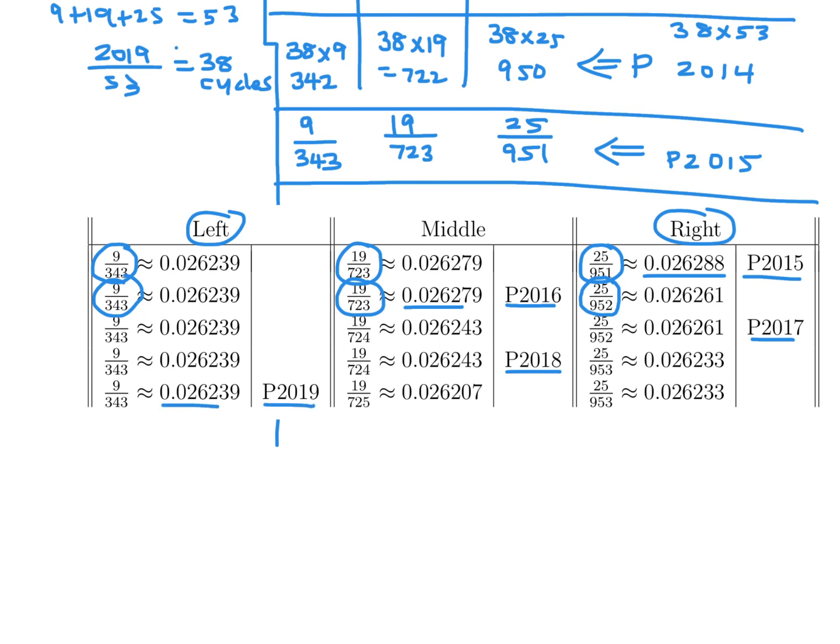And when you do, you'll find that this number is the biggest. And that happens in that column, which is the left column. So the answer really to this question is that P2019 sits at the left table.